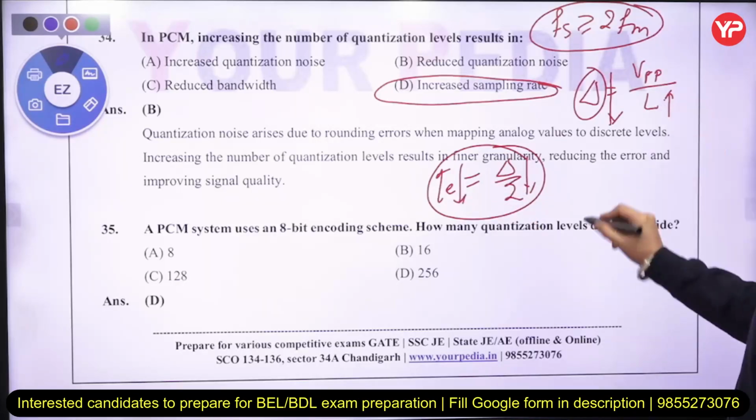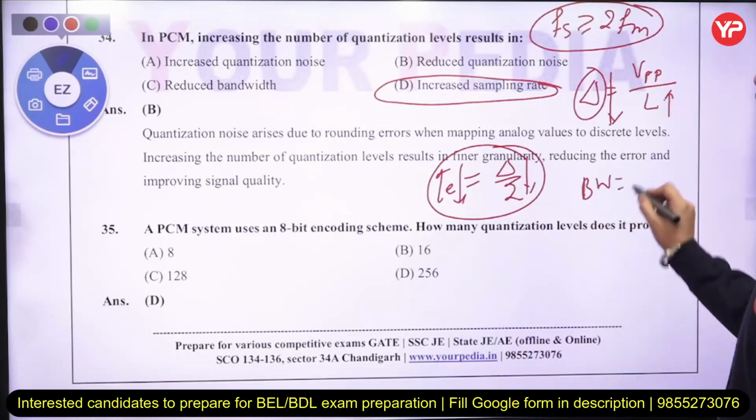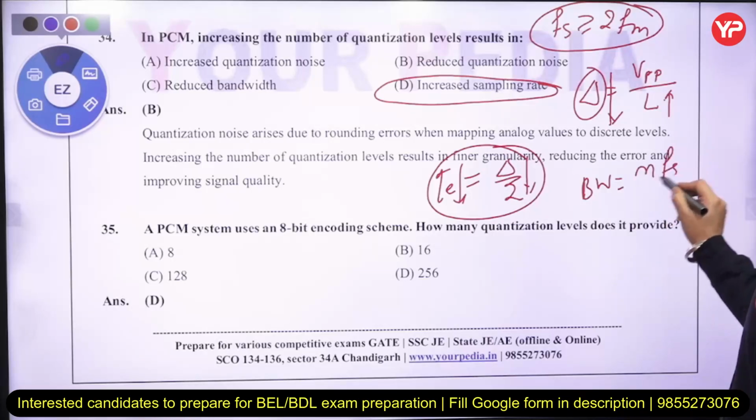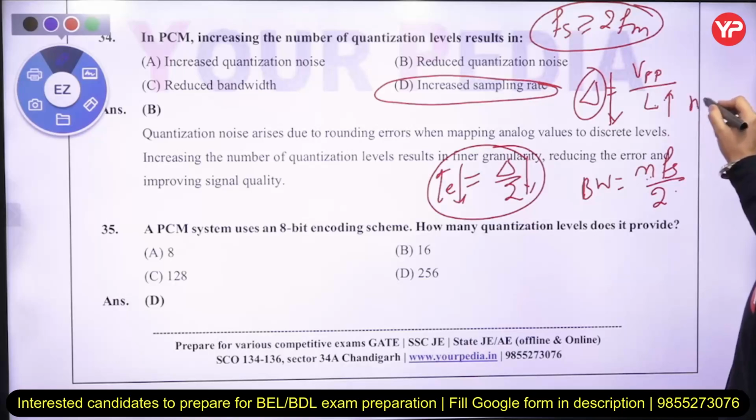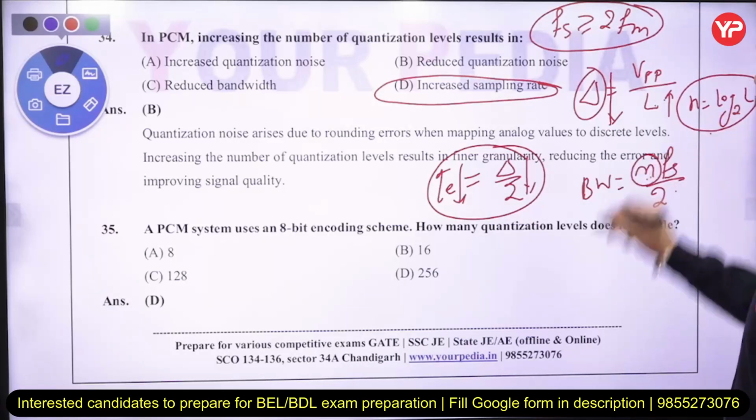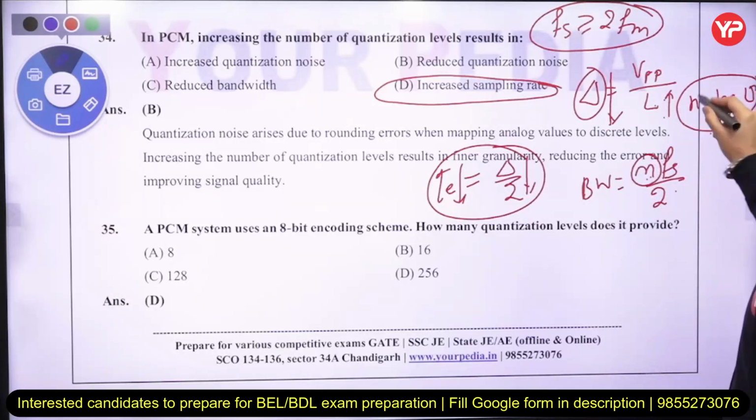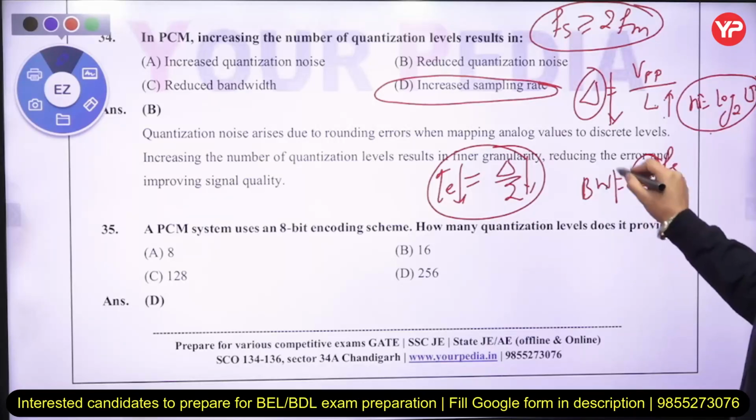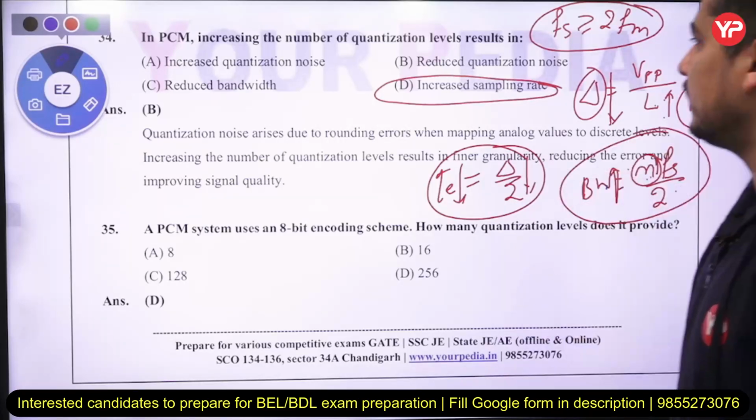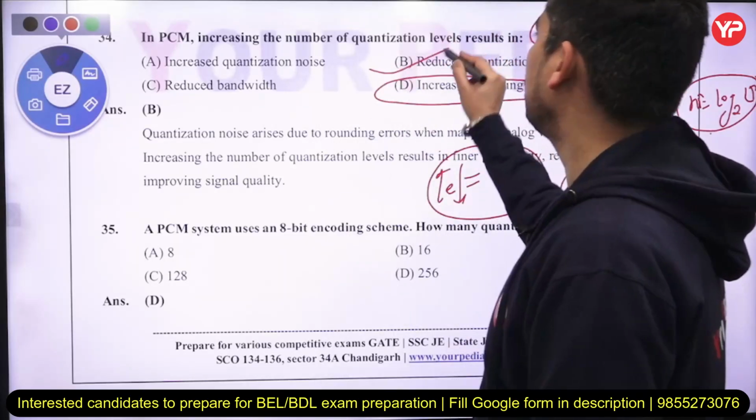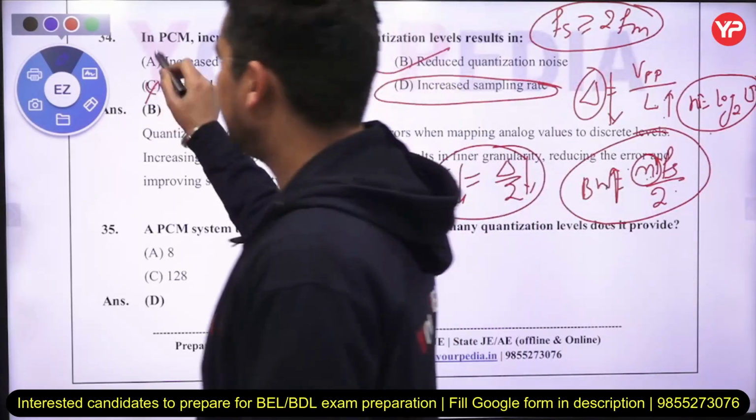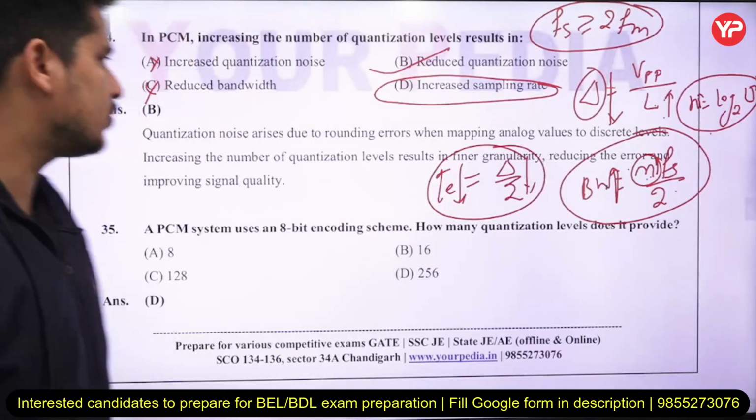The bandwidth requirement of a PCM system is N·fs by 2, where N is the number of bits per sample, so N equals log 2 base L. When we increase L, we are increasing N, and when you increase N, the bandwidth requirement will increase. That is the relation here. So what will be the answer? Increased quantization noise? No. Reduced quantization noise, reduced bandwidth? No, because these two cannot be the answer. These two things are increased.